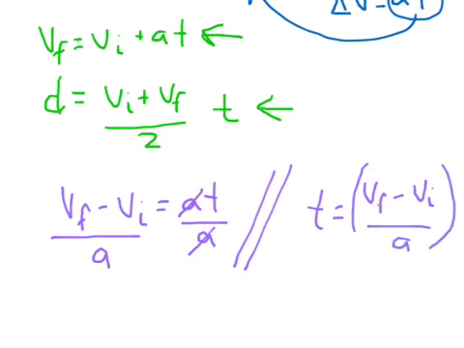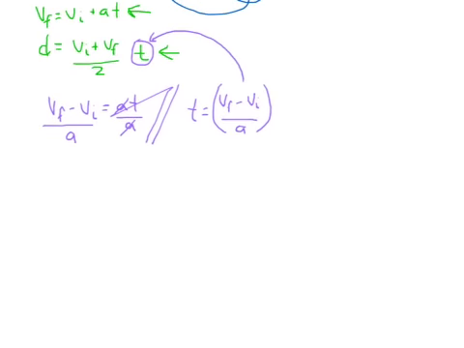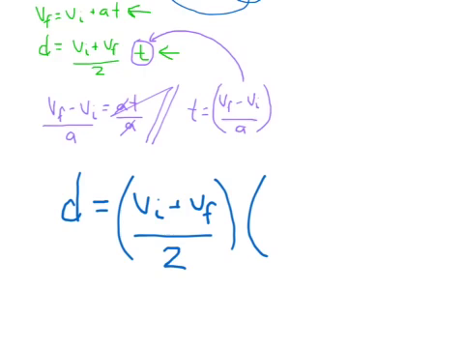I'd like to put brackets around them so it's a little bit easier to see what you're doing when you substitute in that value for T into this equation. Let's make that smaller and out of the way. One more colour once again, blue. So let's rewrite the new equation with T substituted in. d equals Vi plus Vf over 2 times, and we'll put brackets around that just to separate it, times Vf minus Vi over A.